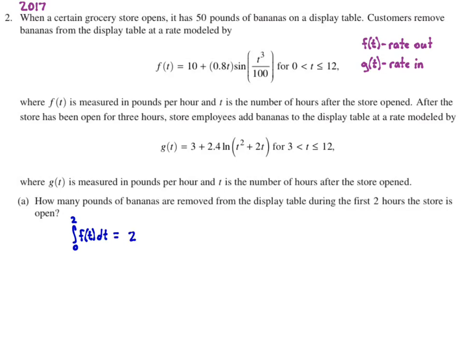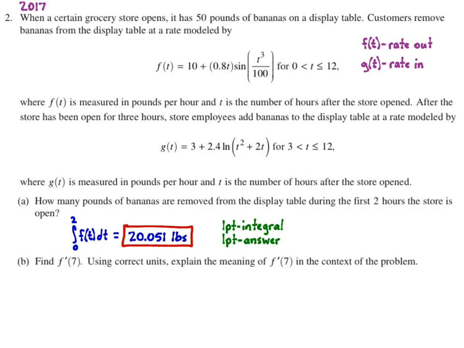Just typing that into your calculator, you should have gotten 20.051, and the units on that would be pounds. As far as points go, you're going to get 1 point for your integral expression, and then 1 point for your answer. Now notice it did not say indicate units, partially because the unit is already given. So if you just put 20.051, then that is your answer. You didn't have to put pounds necessarily.